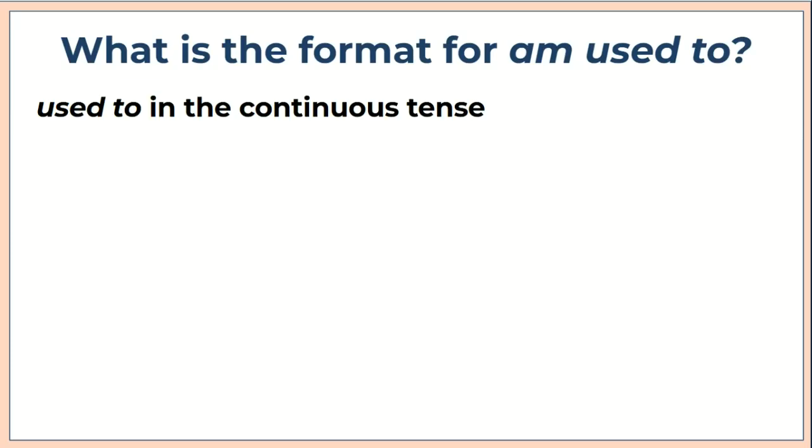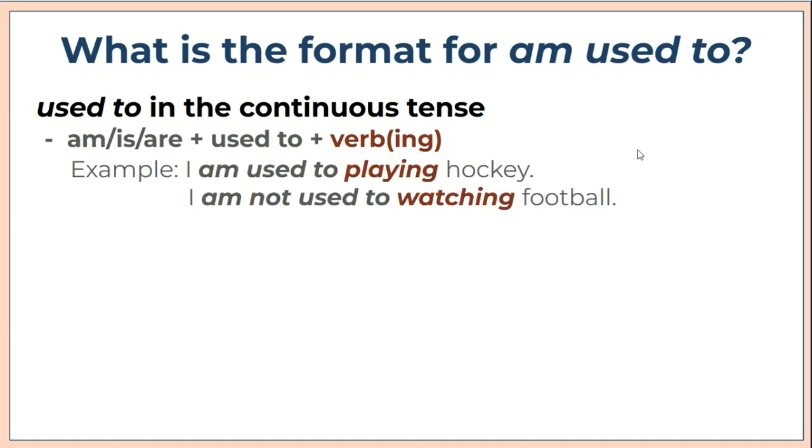So in this case, used to is kind of being used like a continuous tense because we do have the am, is, and are. And so when we have the am, is, and are, we're going to keep used to as a modal, but then we have to add a verb ing because anytime we have a verb after is, am, are, we need to have an ing. So an example of this would be I am used to playing hockey. I am not used to watching football.